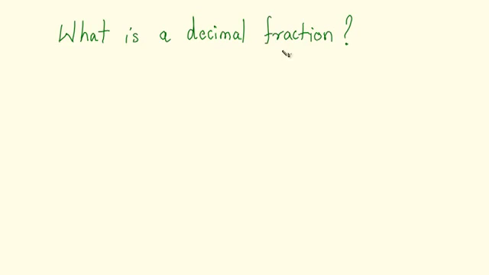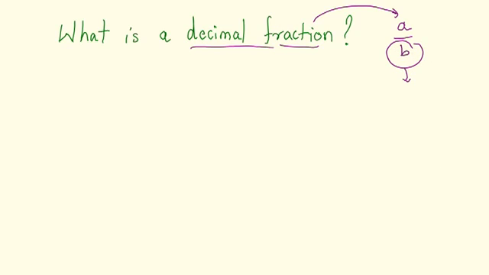We are going to talk about decimal fractions in this video. Now before we go ahead, let's talk about fractions. What is a fraction? Well, a fraction is a number in the form of a by b. Anything in the form of numerator upon denominator is a fraction. Now what is a decimal fraction? Well, a decimal fraction is a fraction where this b takes powers of 10.